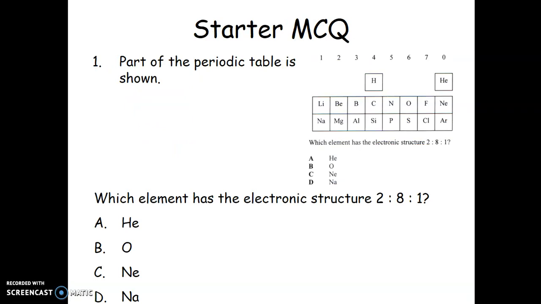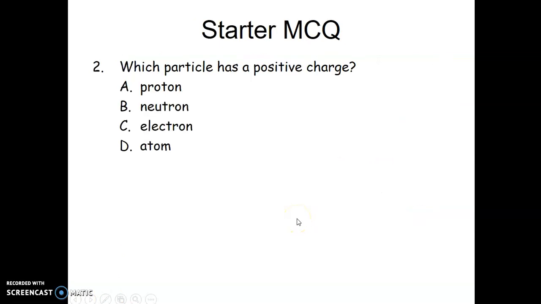So question 1, which element has the electronic structure 2,8,1? Well, it's going to be in the first column because it has one electron in its outer shell, so it's in group 1. It's going to be in the third row down because it has 3 shells. So we've got hydrogen, lithium, sodium. So the correct answer for that one is sodium. Sodium is in the third row down, 1, 2, 3. And it's in the first column, so it has 2 in its first shell, 8 in the second shell, 1 in the third shell.